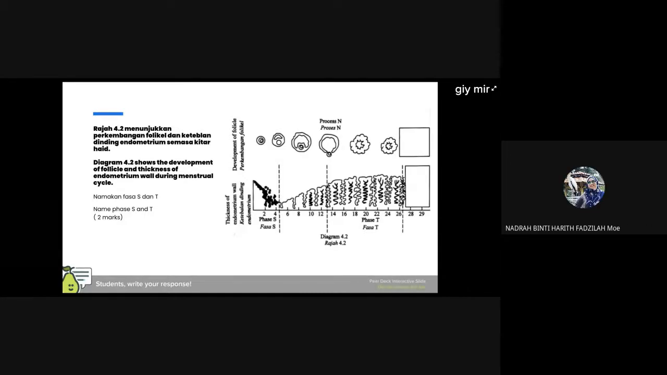Cikgu? Ya? Maksud phase tu maksudnya dia day ke berapa ke nama proses yang occur masa tu? Nama proses yang occur masa tu. Menstruation ke, luteal ke, ovulation ke. Okay. Alright.